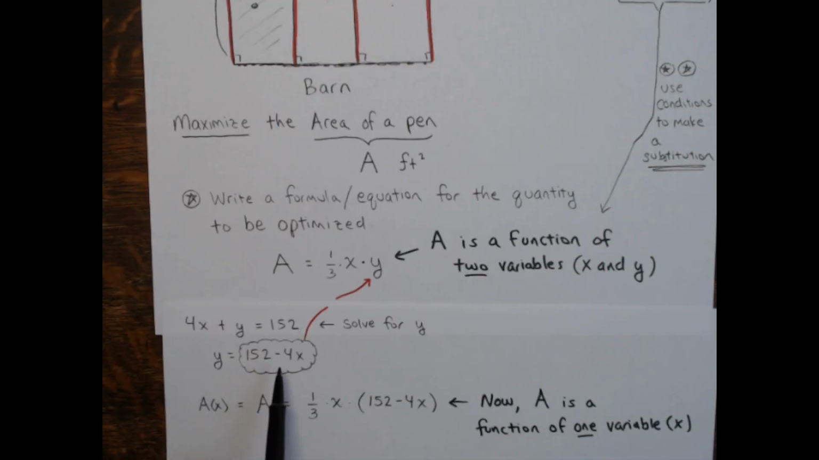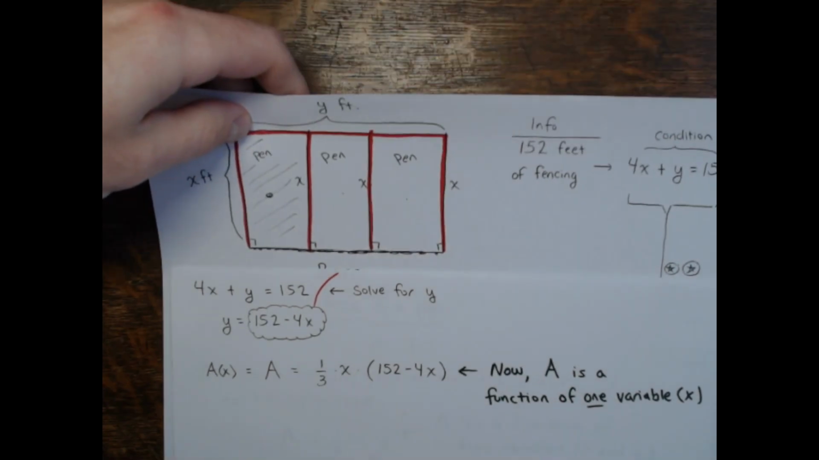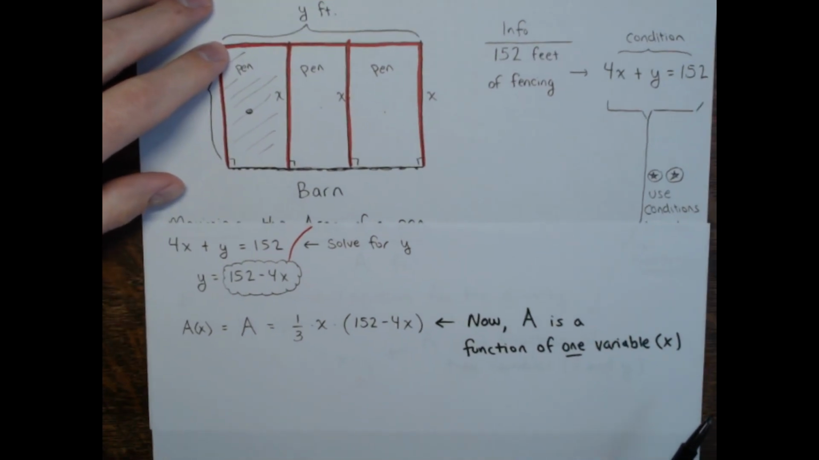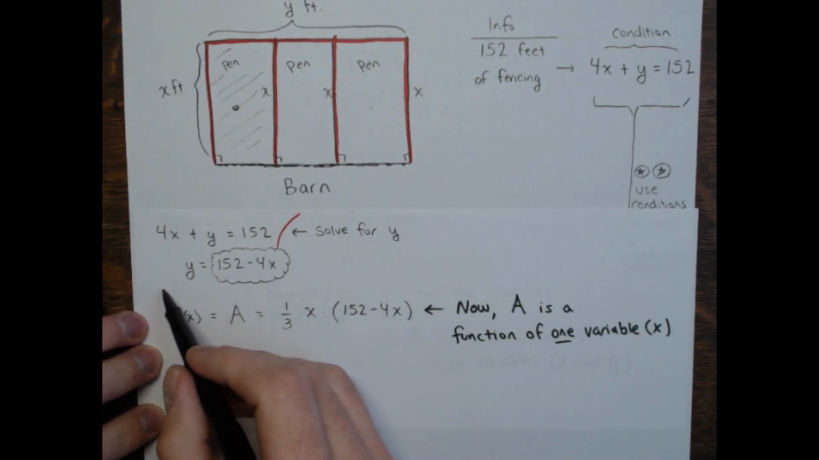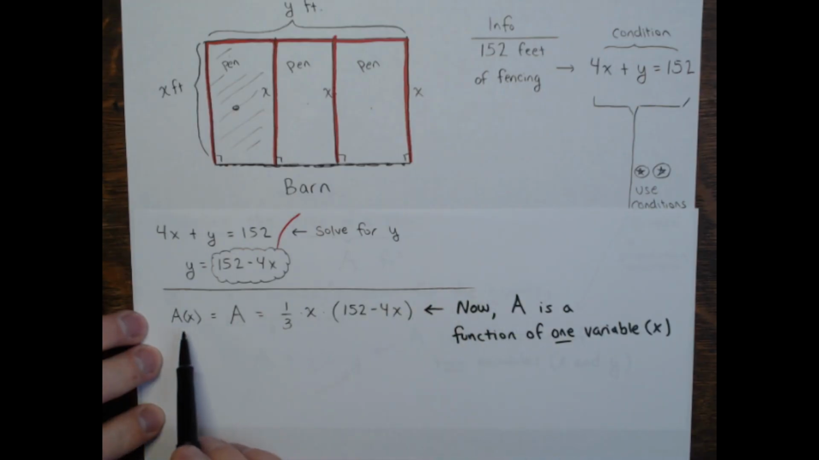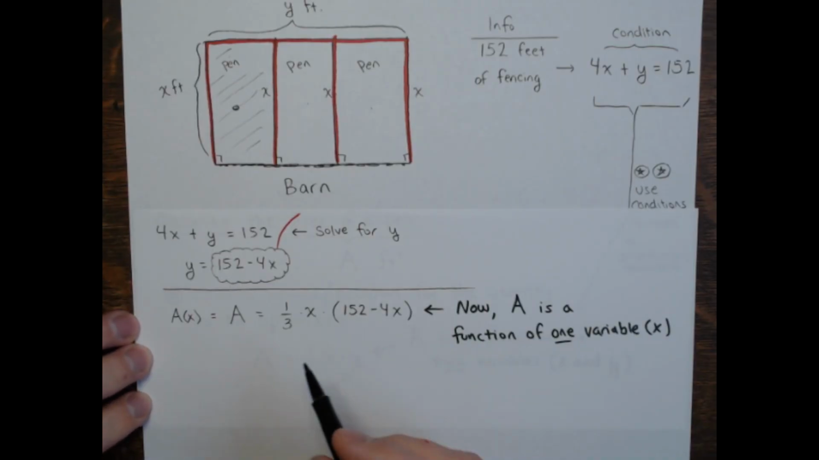Now, if I did it the other way around, say I took my condition here, I could have solved for x and substituted it for x and then made this a function of y. But either way, you're trying to get a function of a single variable. All right, so take this back up. Here's the picture again. All right, so now I'm working with this. A equals 1/3 times x times 152 minus 4x.